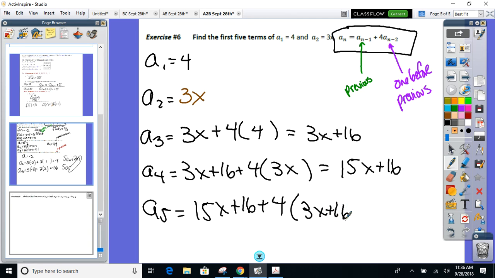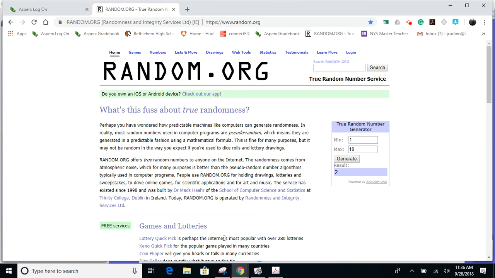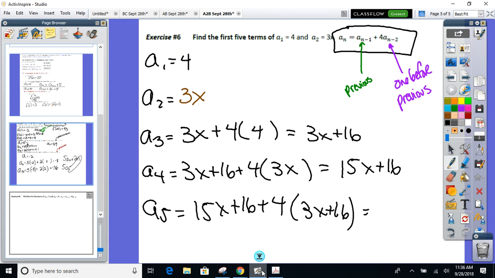Guys are good. And then let me know when you're ready here. Distribute, combine all your like terms that you can. You ready here? Here you go. 12, ready? 27x plus 80. Nice. There are your first 5 terms.